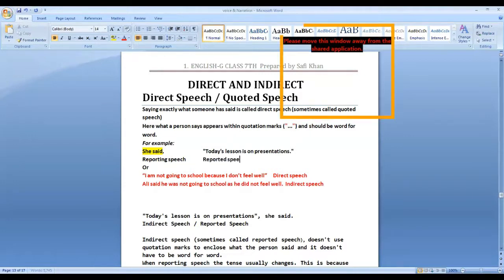Reported speech. I hope it's clear. Now we will move on. Reporting speech and reported speech.